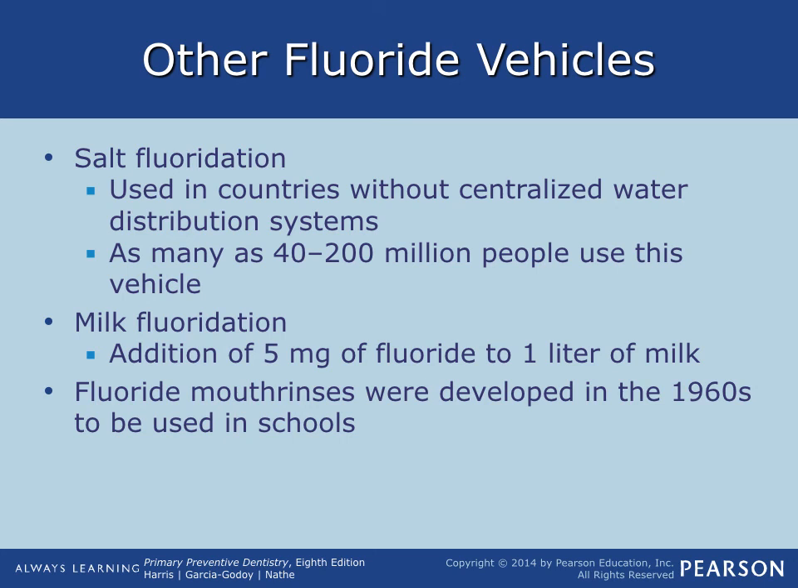So many countries without centralized water distribution systems have chosen to add fluoride to table salt, and that process is known as salt fluoridation. This provides many primary benefits of dental caries prevention to those populations. So as many as 40 to 200 million people use this vehicle. And then we also have milk fluoridation, which is the addition of 5 milligrams of fluoride to 1 liter of milk. And this has been introduced as a vehicle of school-based fluoride delivery in some countries.